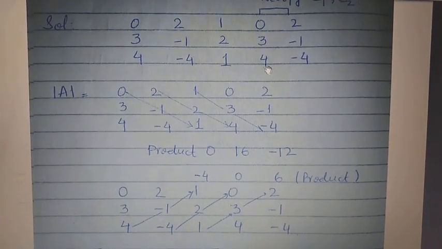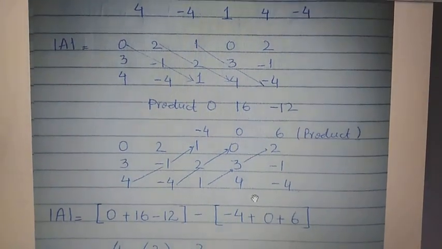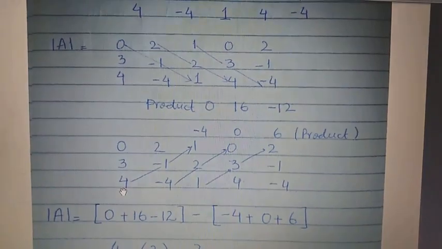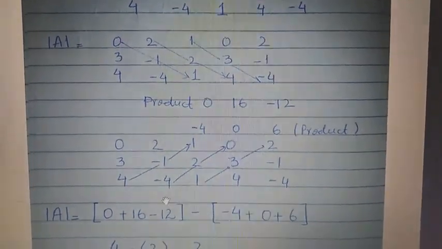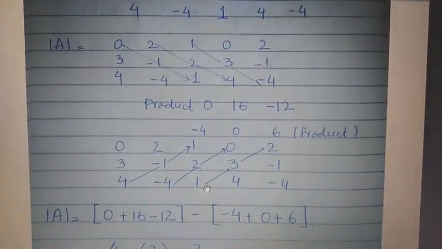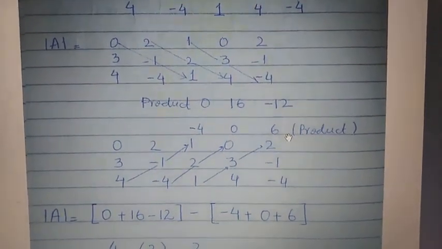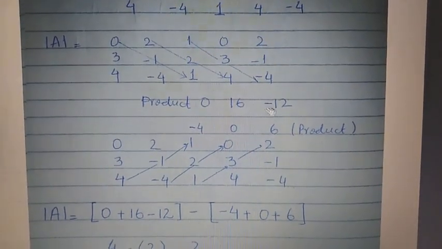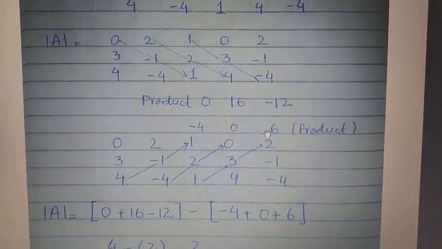Now I will again write the given matrix with the repeated first and second columns. Now I will have three diagonals in the backward direction. The first diagonal is 4, minus 1 and 1, its product is minus 4. The second diagonal is minus 4, 2, 0, its product is 0. And the third diagonal in the backward direction is 1, 3 and 2, and its product is 6. So the forward diagonals have products 0, 16, minus 12, and the backward diagonals have products minus 4, 0 and 6.